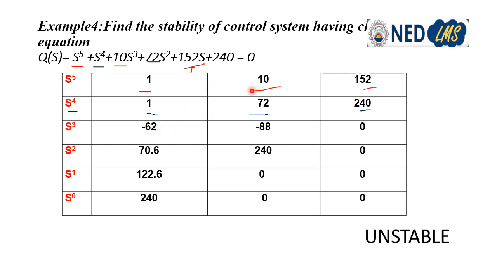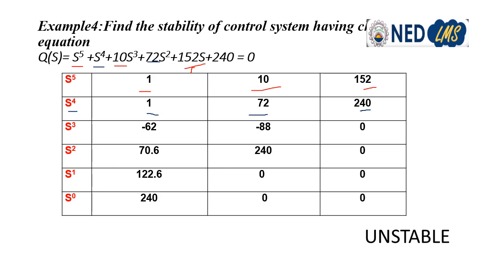And after completing this Routh table, we have seen here that there are two sign changes in the first column, from +1 to -62, and then from -62 to 70.6. So it means that the system is unstable. So we have seen here a fifth order system.